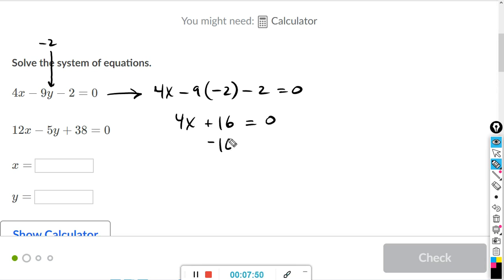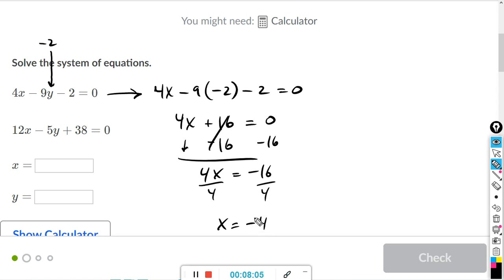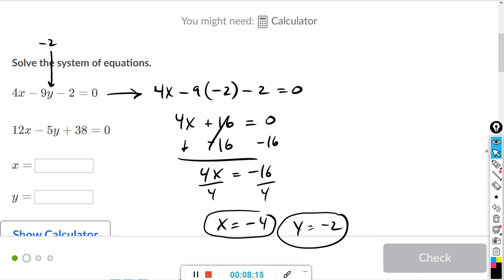Subtracting 16 from both sides, you bring down your 4x. That equals negative 16. Dividing both sides by 4, x is negative 4. And we said y was negative 2. So you just enter those numbers in the box.